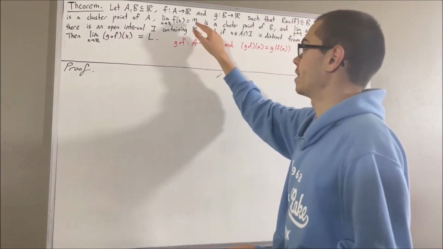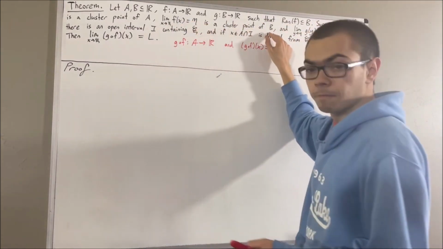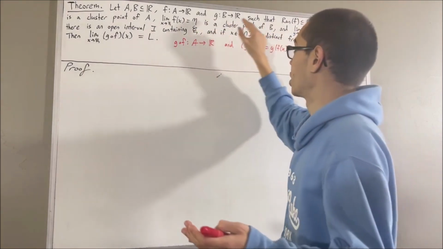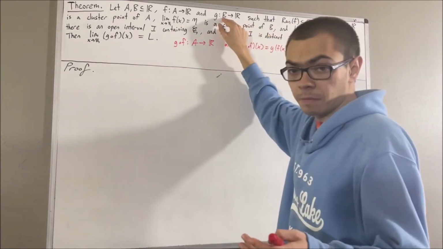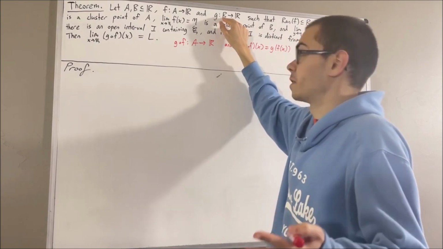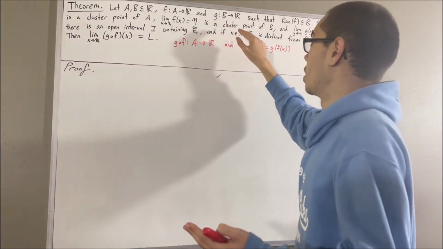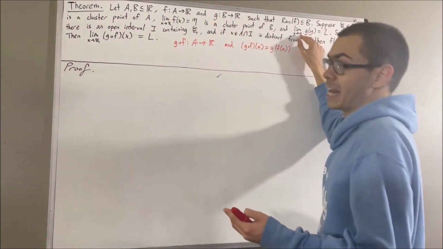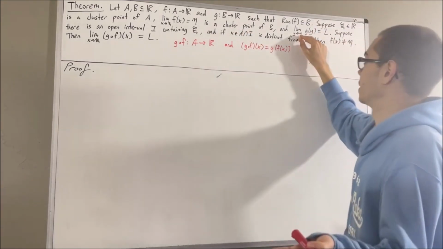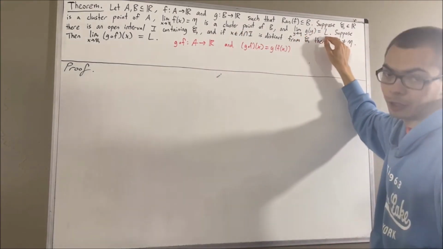And we'll assume eta is a cluster point of B. And that means eta is a cluster point of the domain of g. Therefore, we can ask ourselves about the existence of the limit of g at eta. We'll say that limit exists and it's equal to L.